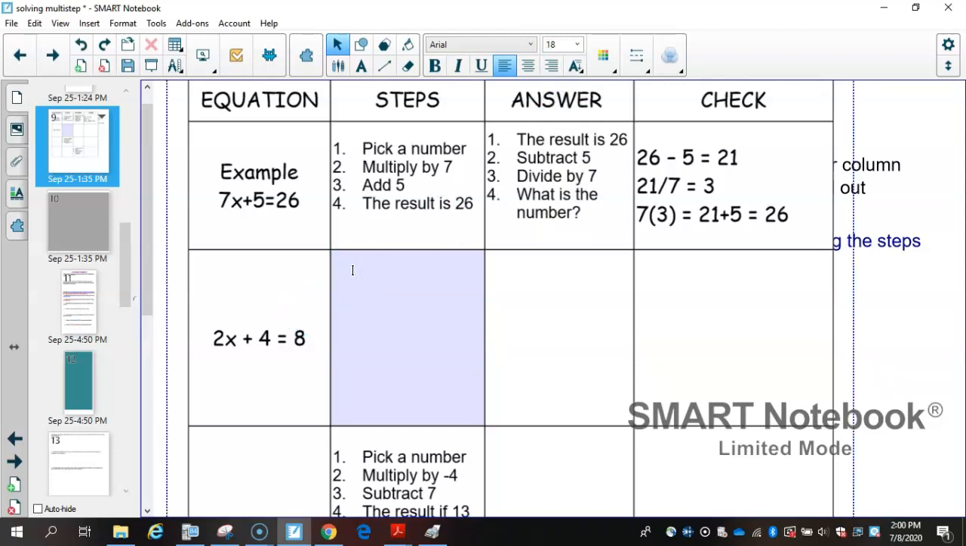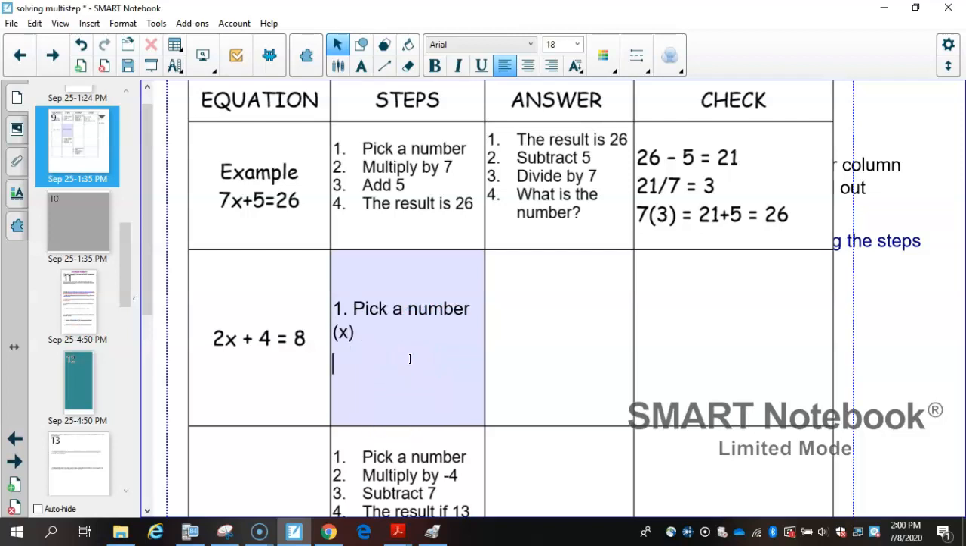Okay. Now, we're going to do this example together. And I might do one more or do all of them. We'll see. So the first step in the steps column is always pick a number. That's not going to change. That's our variable. I'm going to say that that's x.